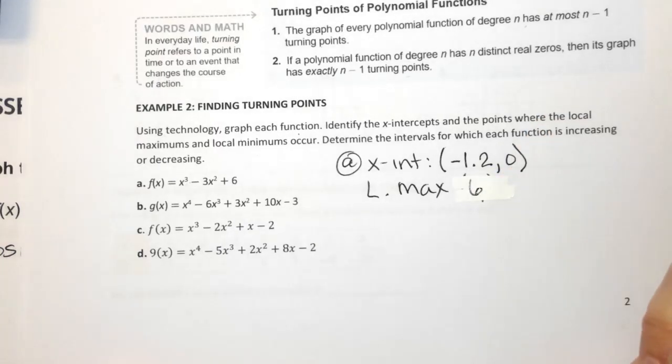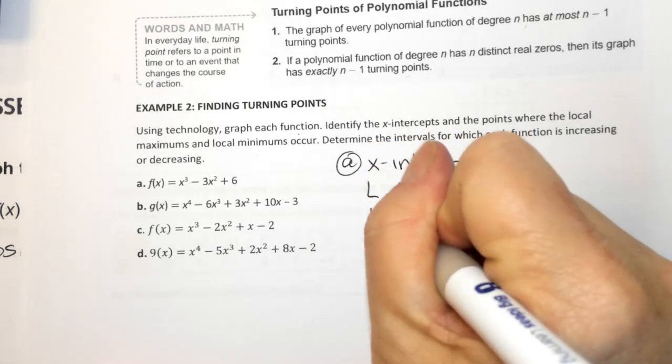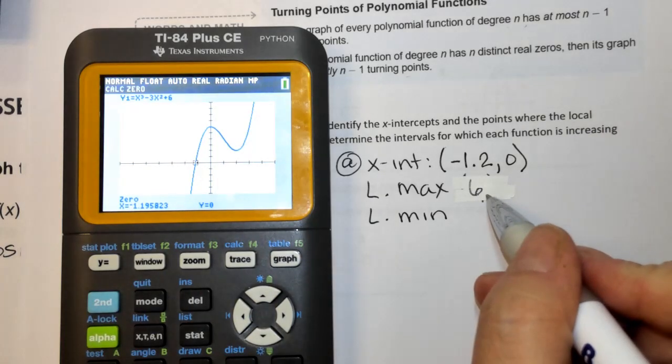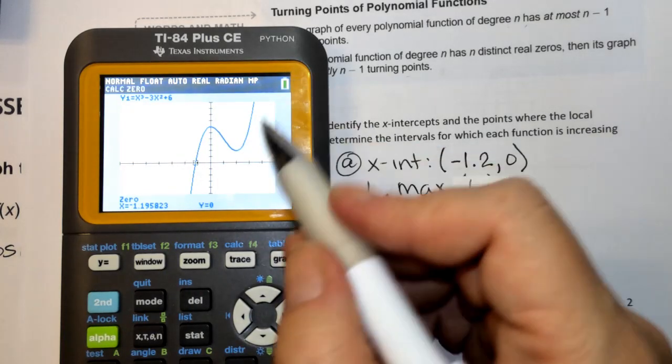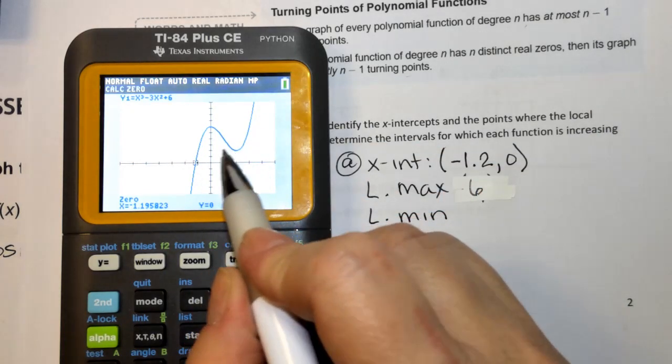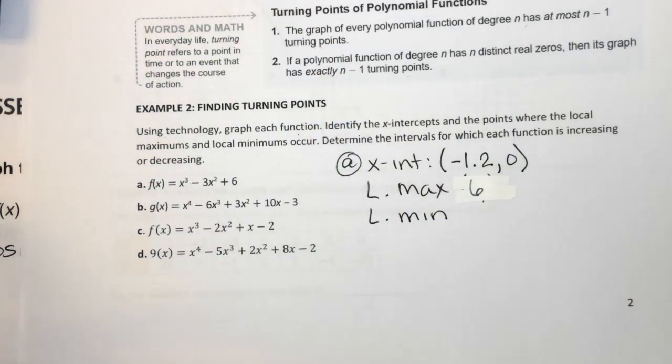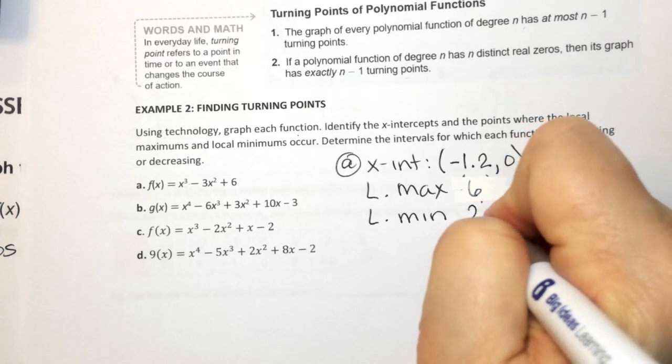Is 6. All right, we need the local minimum. So what is our lowest? And I'm using the y value. Remember, these you use the y value. So I can see that it is right here. So that is up 1, 2. So that is when my y value is 2. So my local minimum is 2.